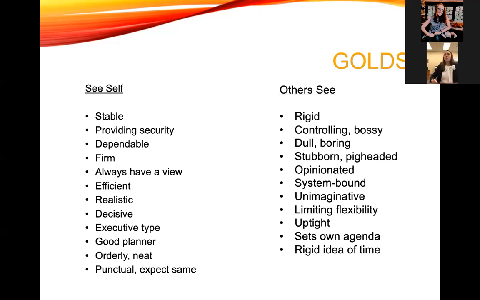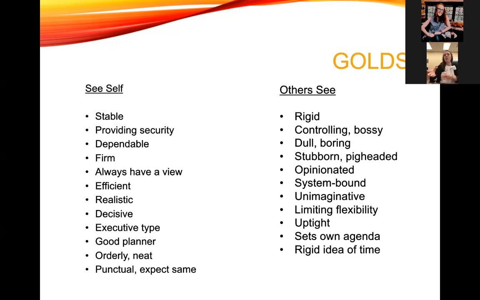So sometimes golds can be seen as rigid, controlling, dull, boring, stubborn, opinionated, system-bound, unimaginative, limited flexibility, uptight, setting their own agenda, and having a rigid idea of time. So as golds, it's very important to communicate that you're planning things out, not because you think everyone else is stupid, but because you know that you're good at it, and you can have a list and make sure everything gets done.